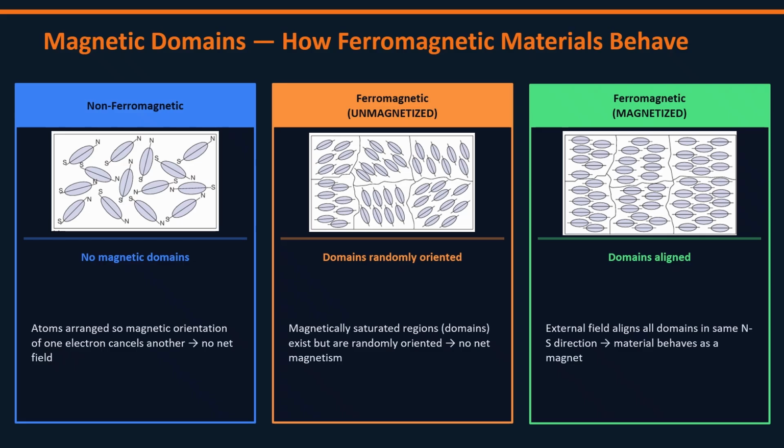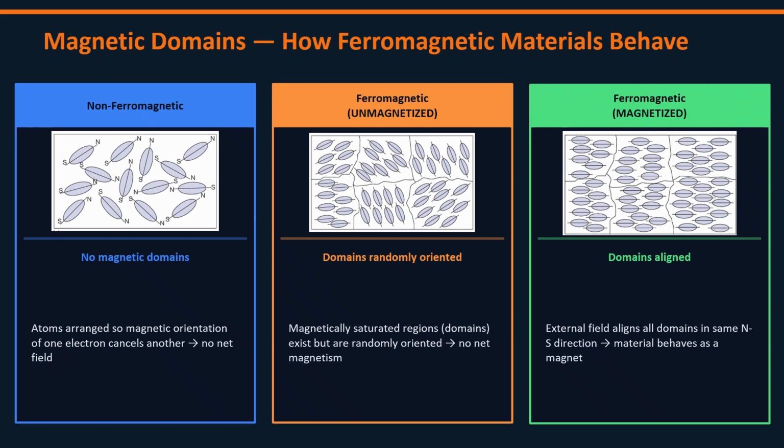The magnetic domain model gives us a physical picture of what happens inside a ferromagnetic material. In a ferromagnetic material, microscopic magnetic regions called domains exist. Each domain behaves like a tiny magnet, but in an unmagnetized component the domains are oriented in many different directions. Their effects largely cancel, so the component has little net external magnetism.